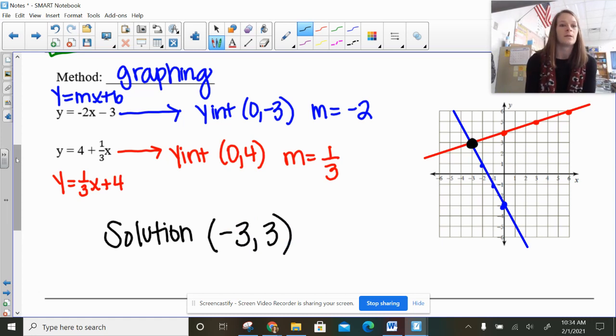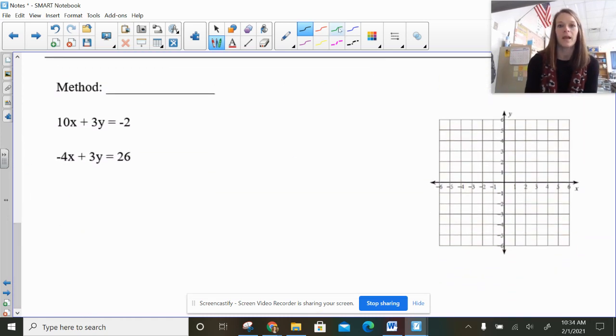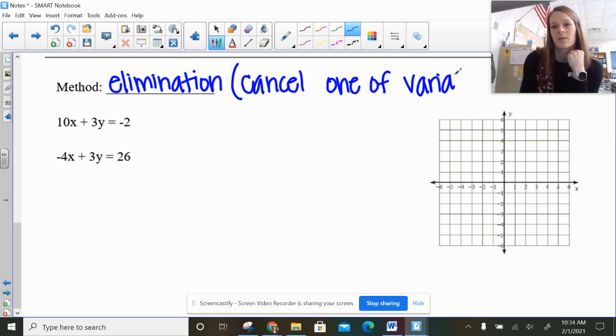Okay, and then our last method. Okay, everything is very nicely on top of one another. X's are, the Y's are, and everything else. So we are going to do elimination. Elimination means you need to cancel one of your variables out. So cancel one of the variables.